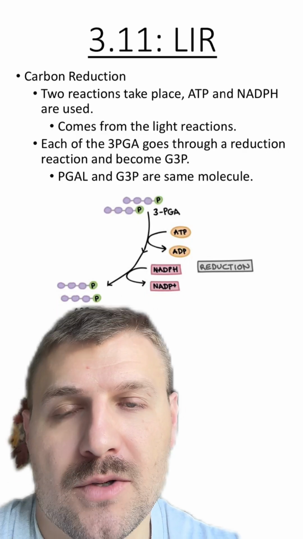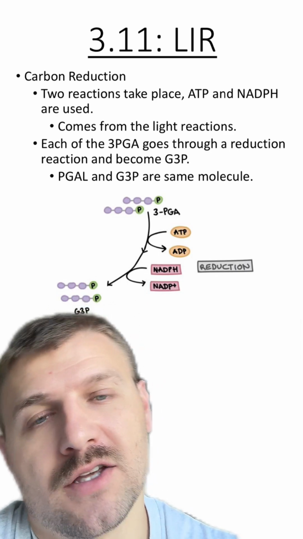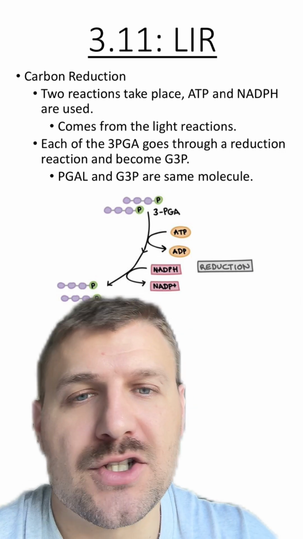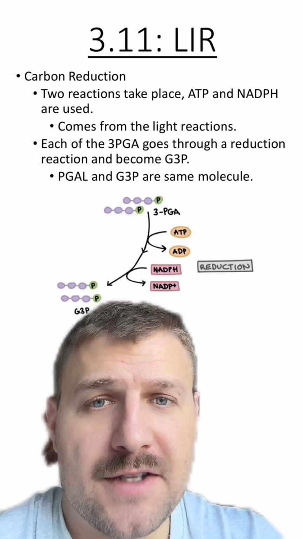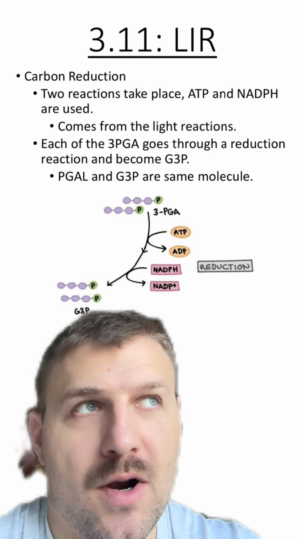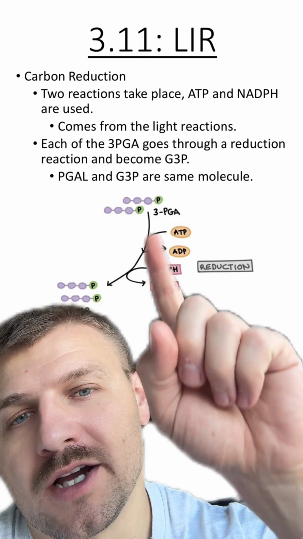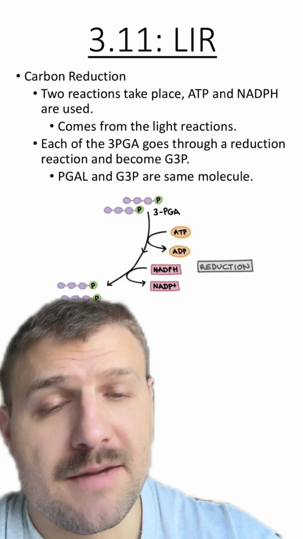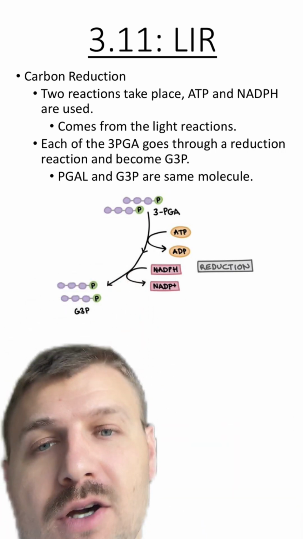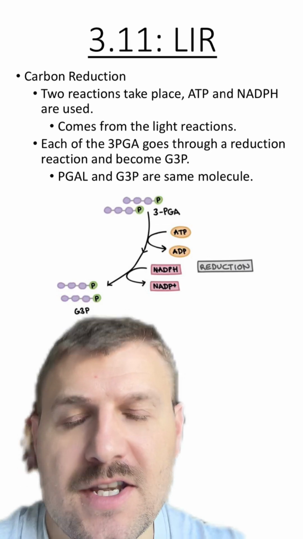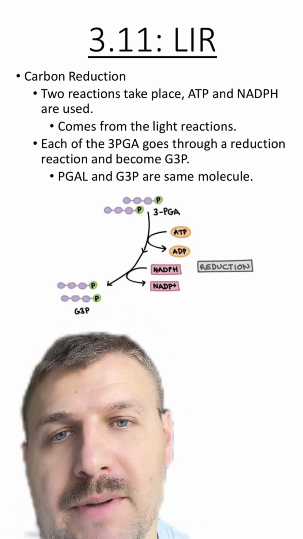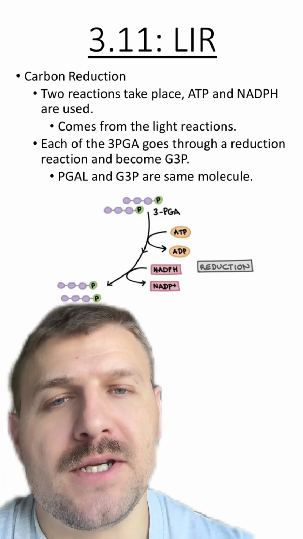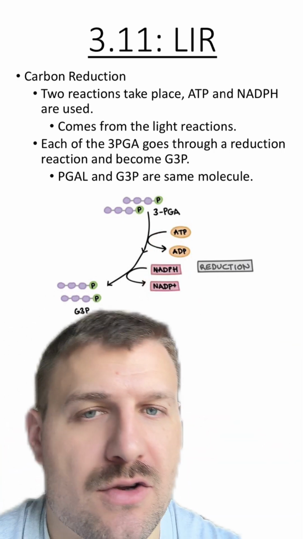Our next step is carbon reduction. We're going to reduce the molecules we were just talking about. Two reactions are going to take place. ATP and NADPH are going to fuel these processes, and remember these come from the light reactions. There are other enzymatic reactions in this step, but we just want to focus on the molecules known as 3-PGA being turned into something called G3P. As a side note, if you ever see G3P or PGAL, they are the same molecule; we just have two different names for them. So 2 of these 3-PGAs are changed into 2 G3P molecules.